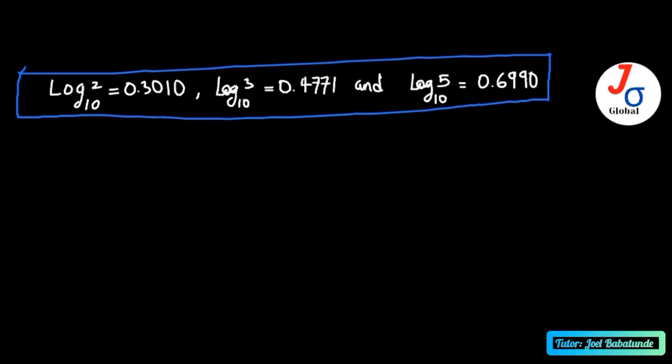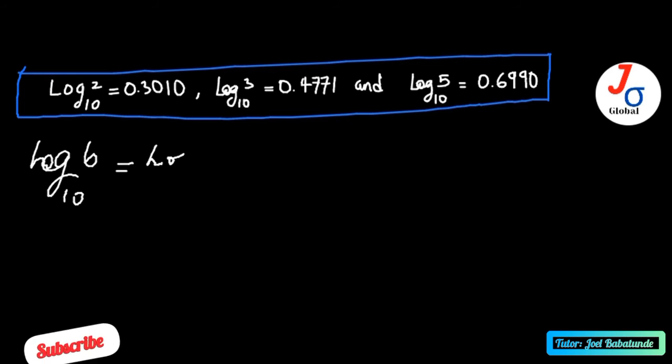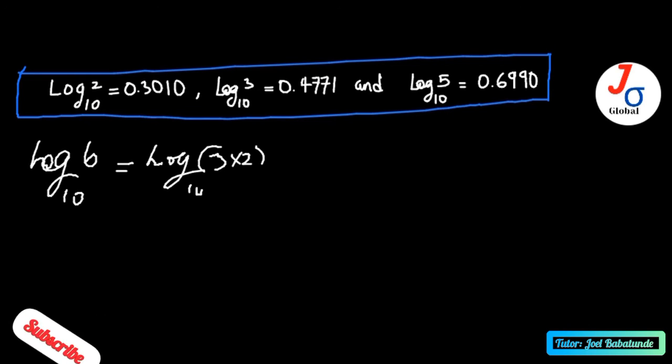Let's give an example. Log 6 base 10. How do we find log 6 base 10? So given log 2, 3, and 5, I have to write down 6 in terms of 2 and 3. And that gives us log of 3 times 2, base 10.